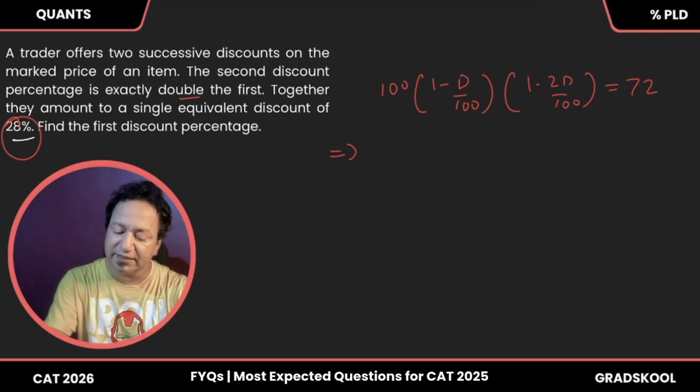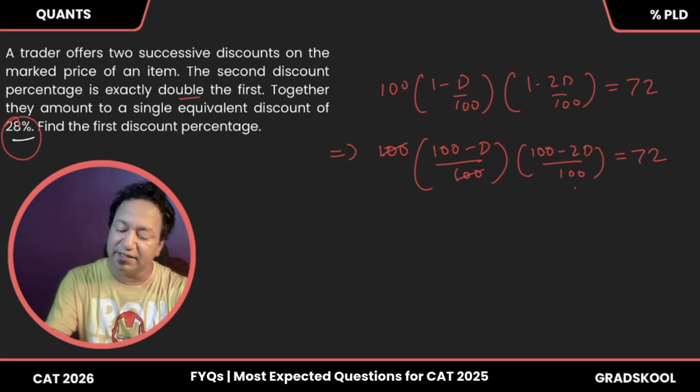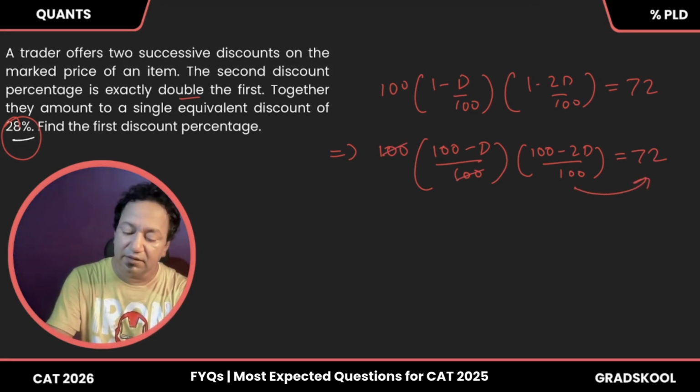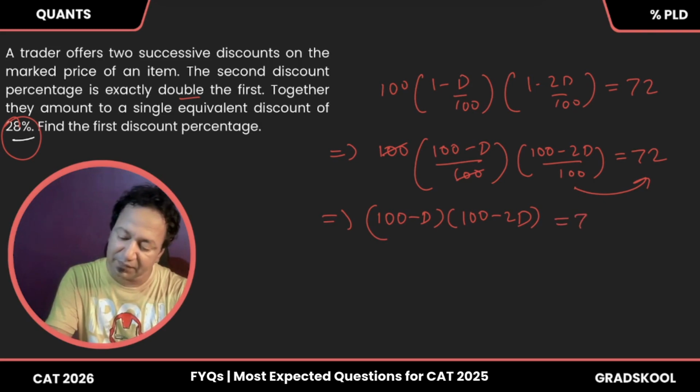Okay, so let's expand it. 100 minus d upon 100, and here I have 100 minus 2d upon 100, that is equal to 72. As you see, 100 gets cancelled out and this 100 I'll send to the right hand side. So I'll get 100 minus d multiplied by 100 minus 2d should be equal to 7200.